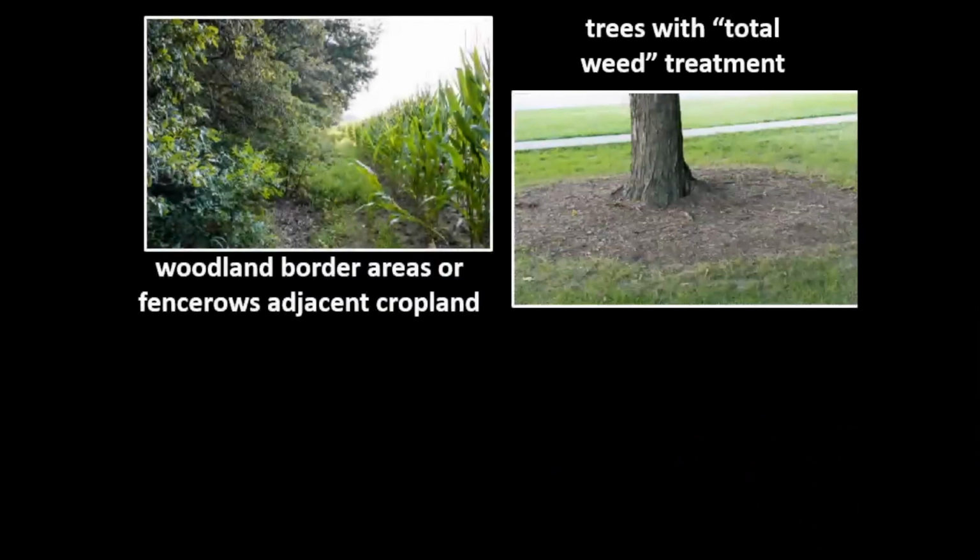Secondly, there are some other very similar situations: areas with total weed treatment. For example, the second picture I just showed you, the tree with the area around it where there's total weed treatment, is from a municipal park. It's not unusual in these areas for there to be what they call total weed treatment or total vegetation management around trees for mowing purposes so that mowers don't have to get too close, and that can be done with herbicides.